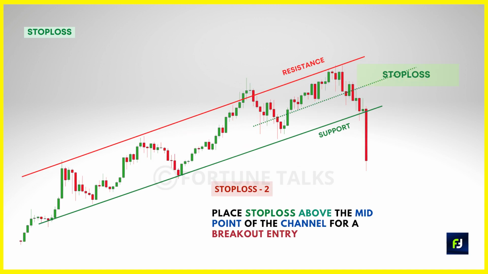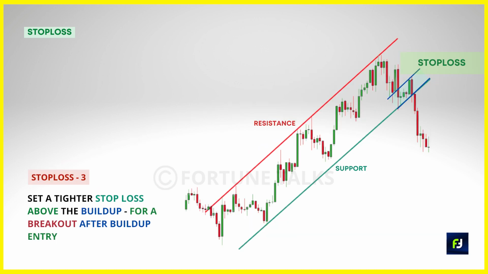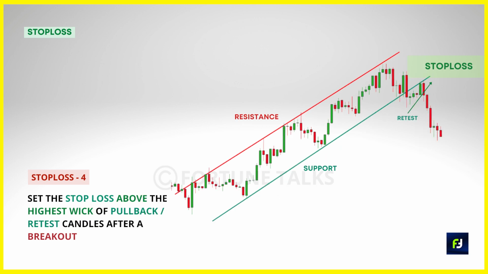For a breakdown entry, we can place the stop loss just above the midpoint of the channel from where the breakout happened. But if you have taken a short entry after a build up near the support trend line, then you can keep your stop loss just above the build up or consolidation. And finally, if you have taken a position after a pullback or retest, then you can set your stop loss above the highest wick of the pullback or retest candles with some buffer for price action.